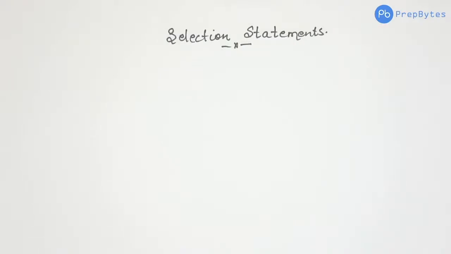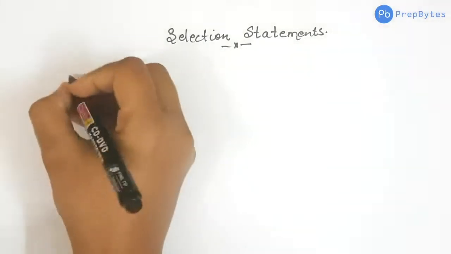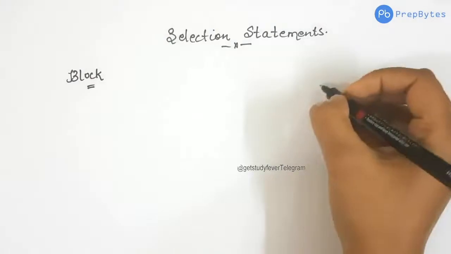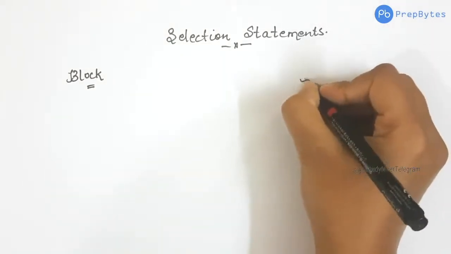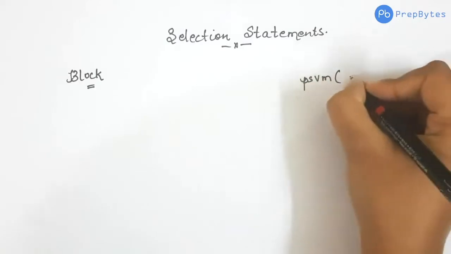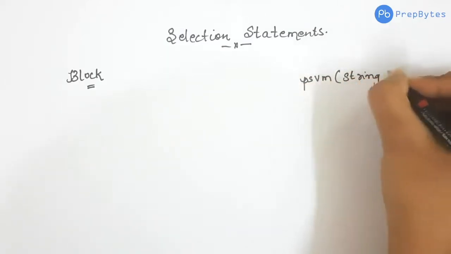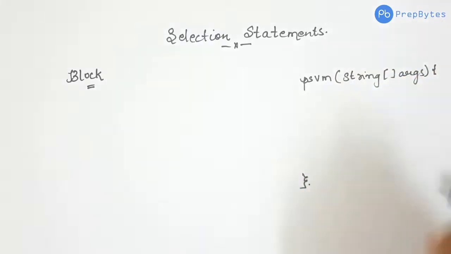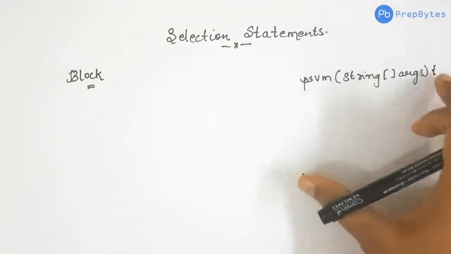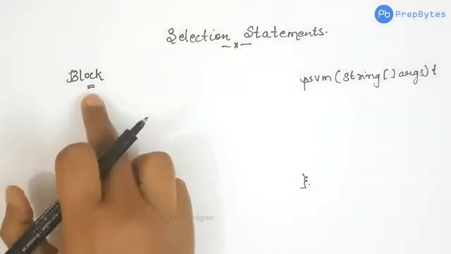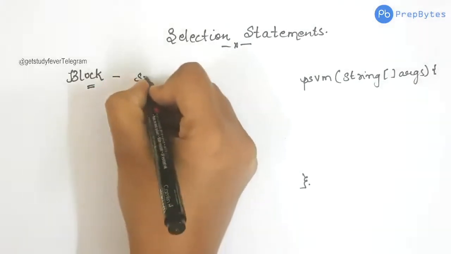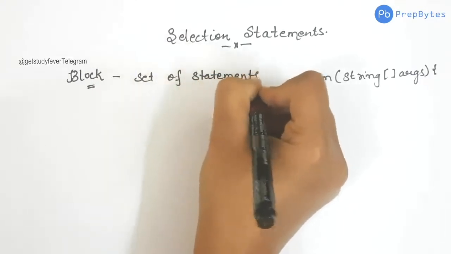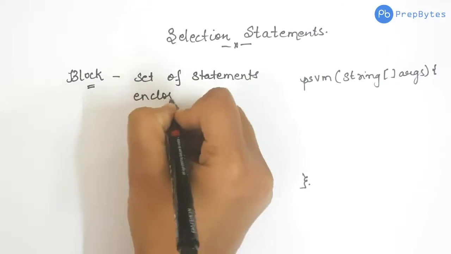But before we talk about selection statements, I want to discuss the concept of a block. So what is a block? Let's say I write the program. I have my public static void main. Whatever comes inside these curly braces is a block. A block is a set of statements enclosed by curly braces.